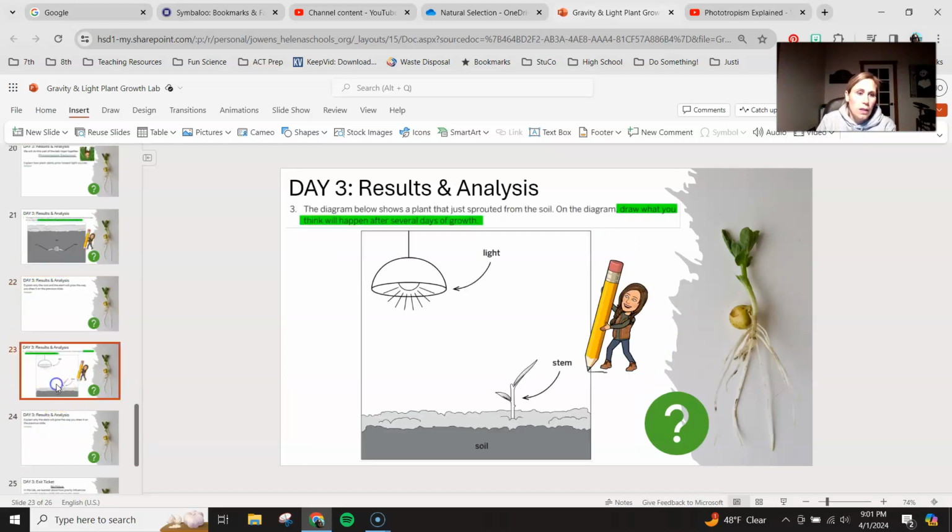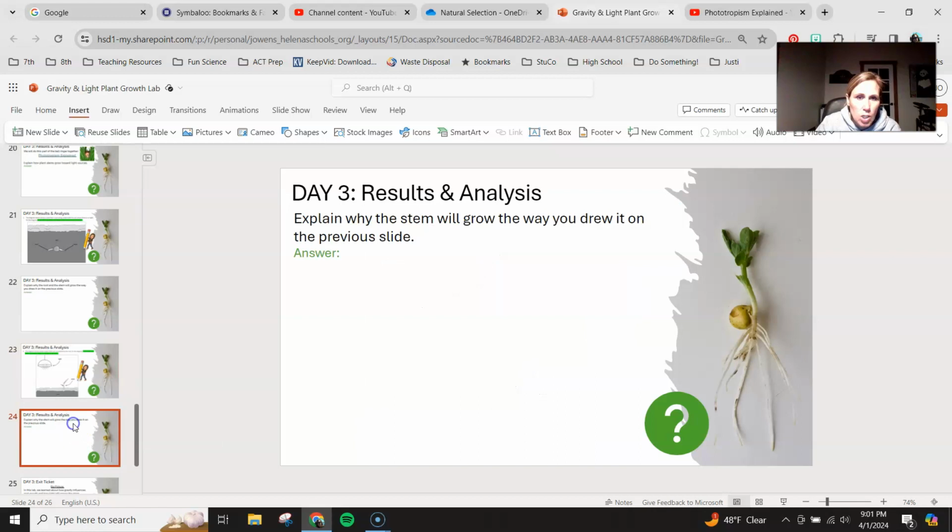Okay, and then next part, you again have a look at the light. You are just focusing on the stem. Notice that there's no roots in this picture. The diagram below shows a plant that had just sprouted from the soil. On the diagram, draw what you think will happen after several days of growth. So again, draw that, make your prediction, and then explain why you drew it the way you drew it.